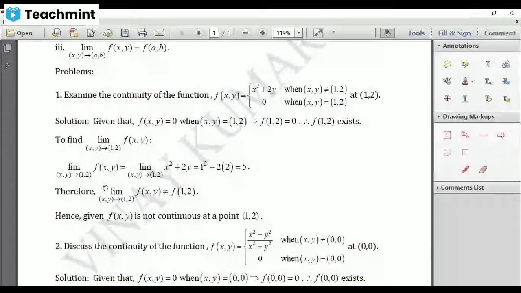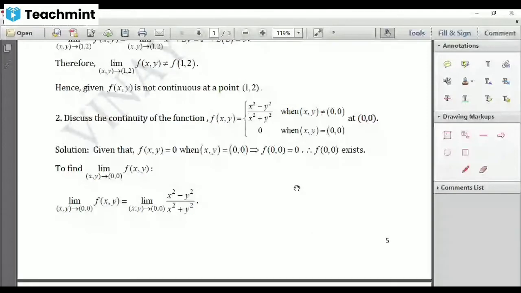Third condition, the limit and the value of the function should be equal. Are they equal? No. The limit of this function is 5, but the value of the function is 0. Therefore, they are not equal. Hence, the given function is not continuous at 1 comma 2. This is how you have to solve when they ask you to examine the continuity.